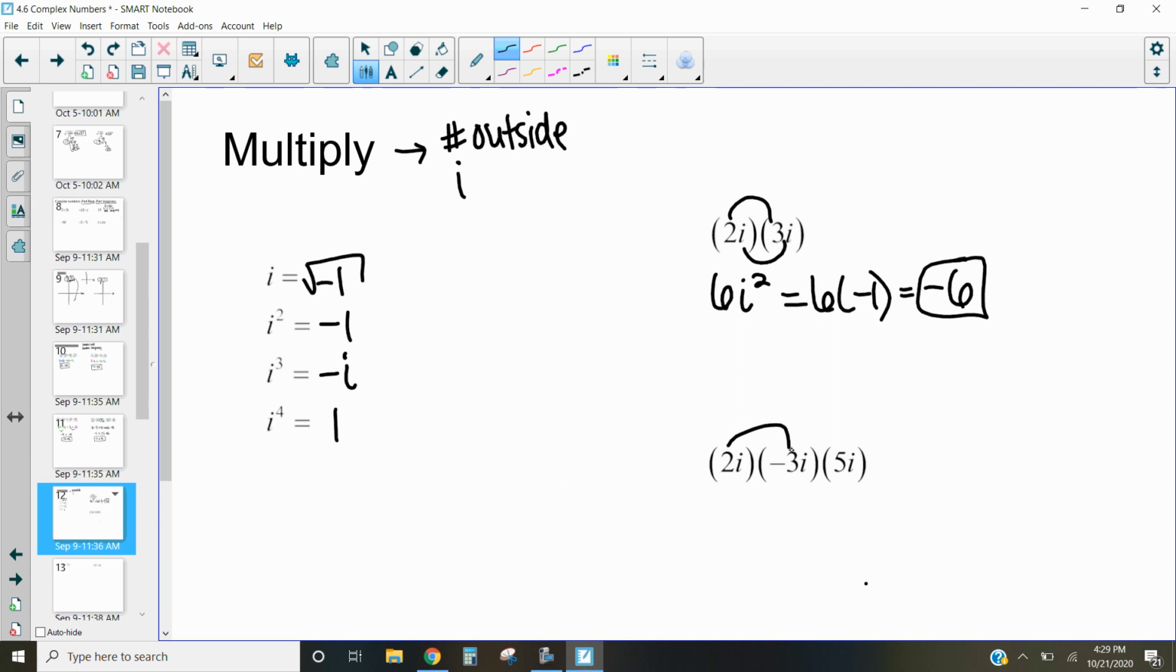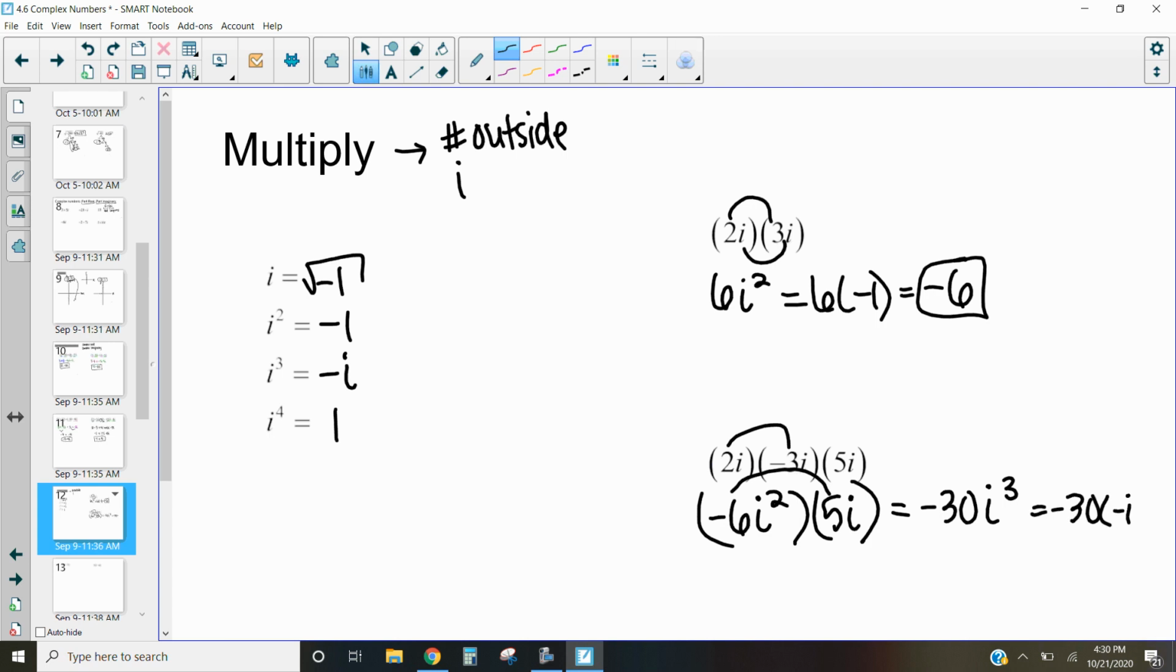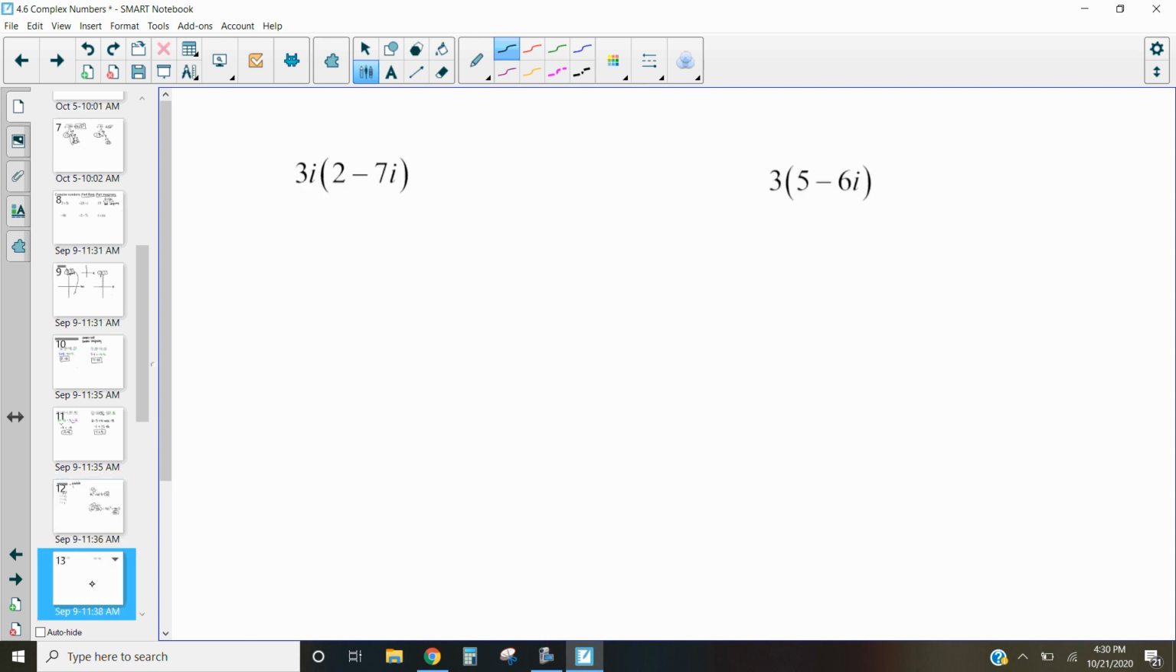Now let's take a look at this next one. We're going to multiply the first two. So I've got -6 times i squared times 5 times i. I can either simplify the first one, or I can go through this whole thing here. I'm going to multiply these out. -6 times 5 is -30. i squared times i, well, it's just like our exponents. It's going to become i cubed. But what is i cubed? It's negative i. So this is actually -30 times -i, which equals 30i. Perfect. So we can use this to multiply things that are 2 digits.